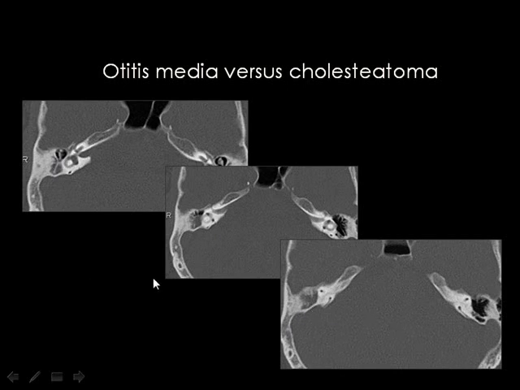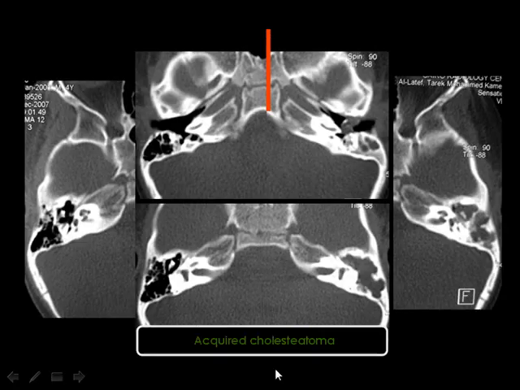Then, what do you think about this lesion? Do you think it is cholesteatoma or otitis media? You don't know. You should put the patient in the true prone position and scan him once more. If this opacity is non-dependent, then you know that this is cholesteatoma. If it is dependent, meaning fluid, then this is otitis media.